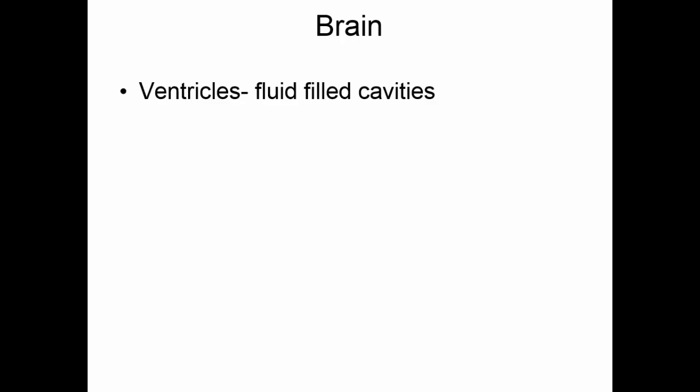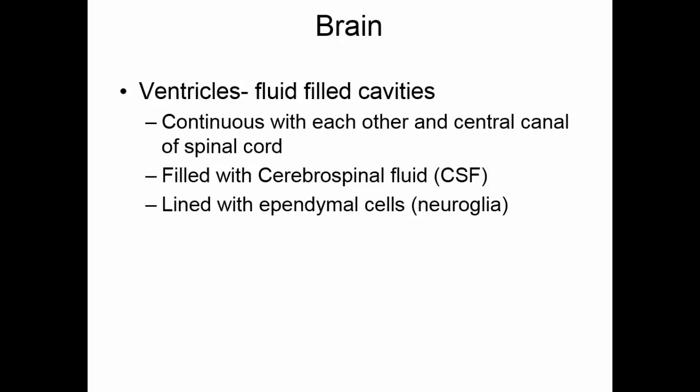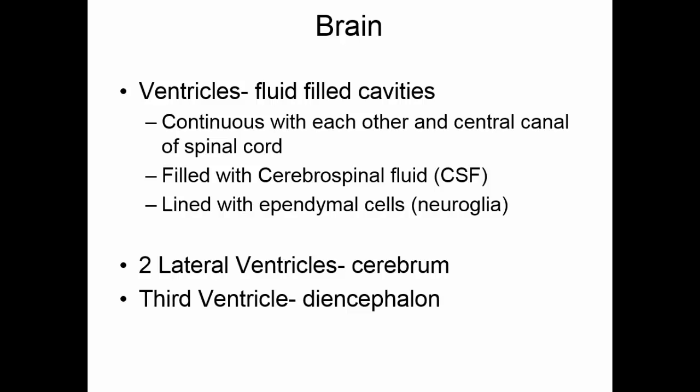The ventricles are the fluid-filled cavities of the brain. They're continuous with each other and with the central canal of the spinal cord. They're filled with cerebrospinal fluid, or CSF, and they're lined with the ependymal cells, which are one of the neuroglia. There are two lateral ventricles, which are housed in the cerebrum. The third ventricle is in the diencephalon, and the fourth ventricle is between the pons and the medulla.